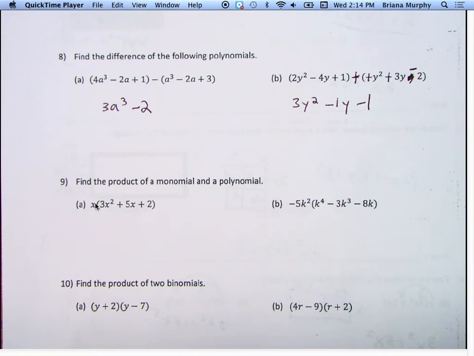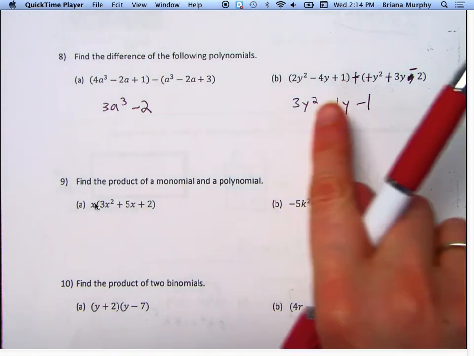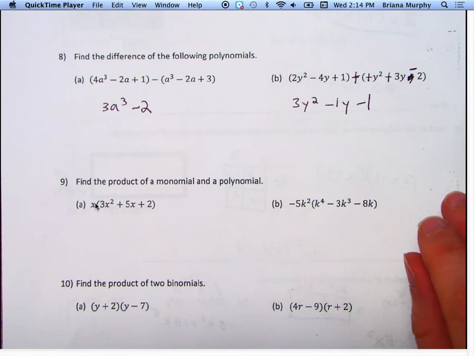Do we have another question about those before I move on? Yes, Megan. Right, you only change the one that's furthest to the right.